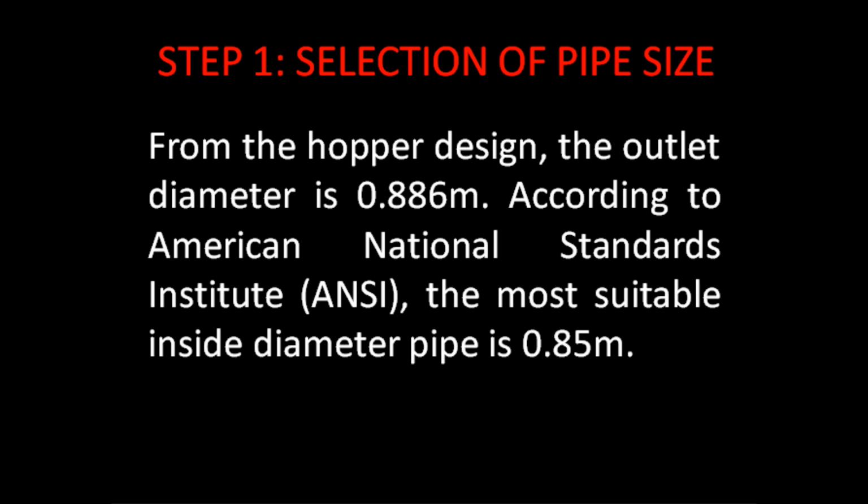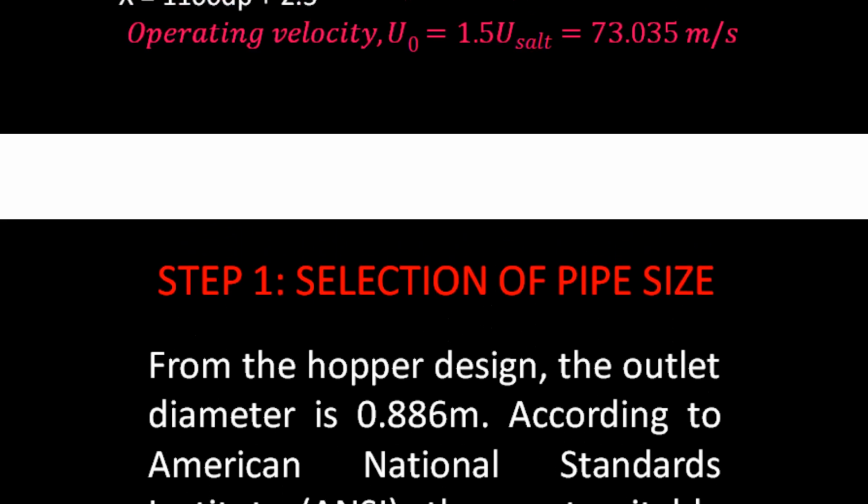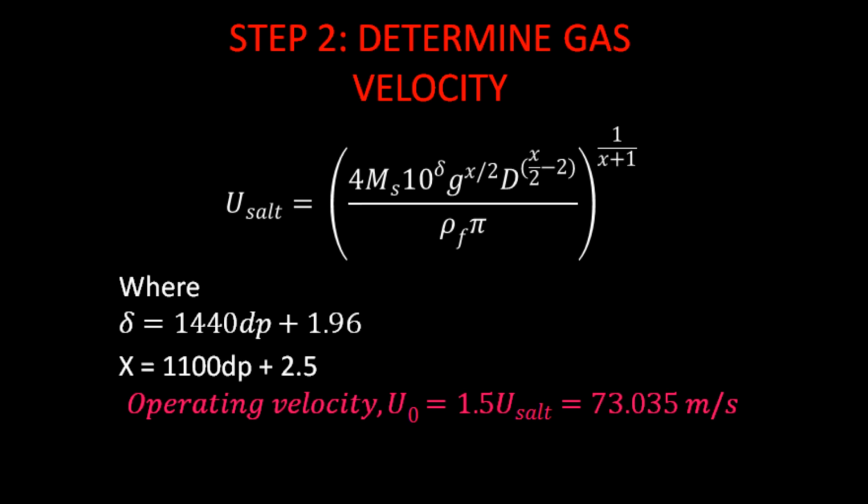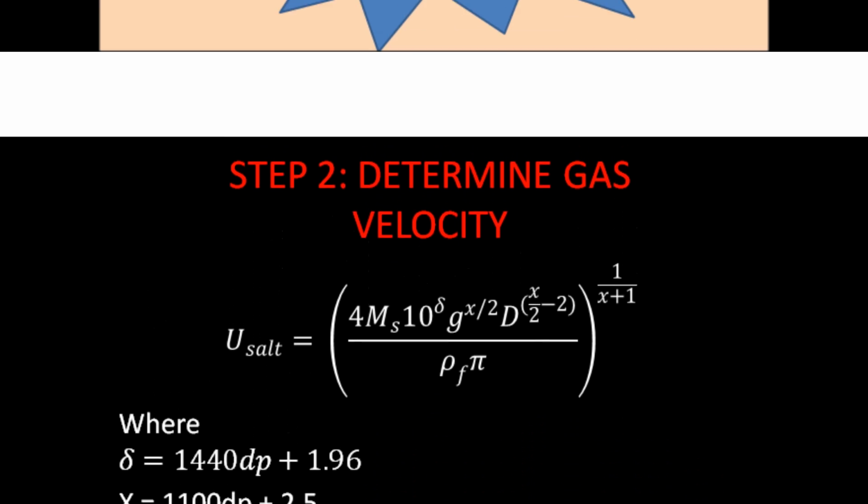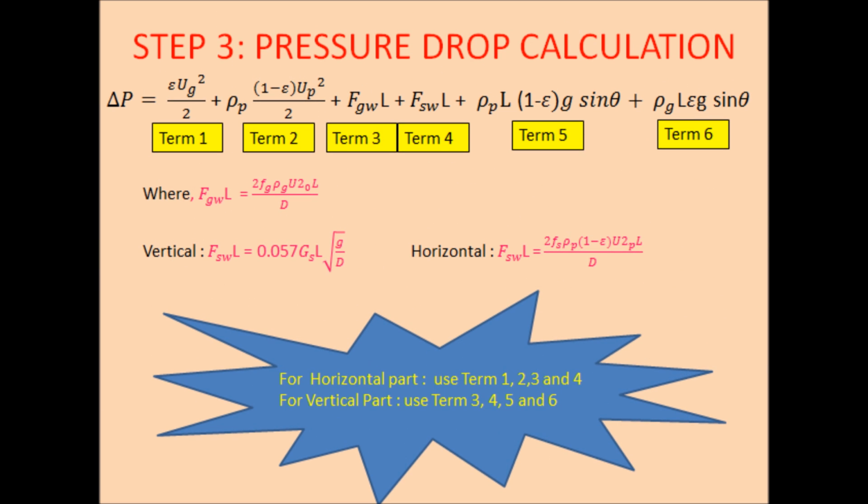Step 1. Selection of pipe size. From the hopper design, the outlet diameter is 0.886 meter. According to the American National Standards Institute, the most suitable inside diameter pipe is 0.85 meter. Step 2. The gas velocity can be determined by using this equation. Step 3. The pressure drop of the pipe can be calculated by using these equations.